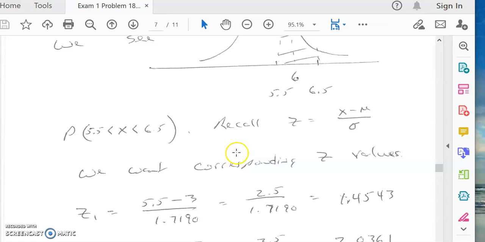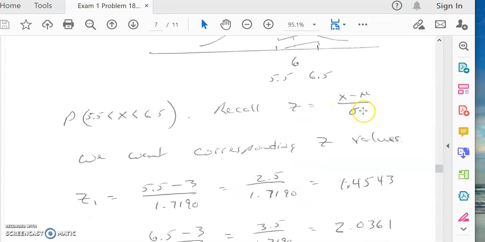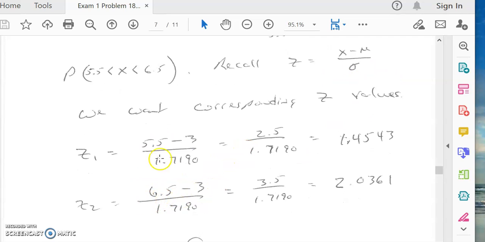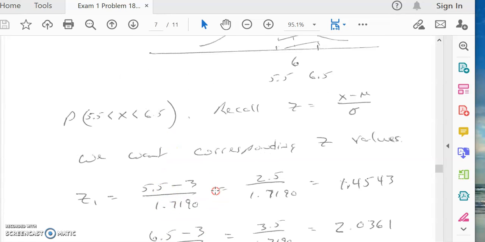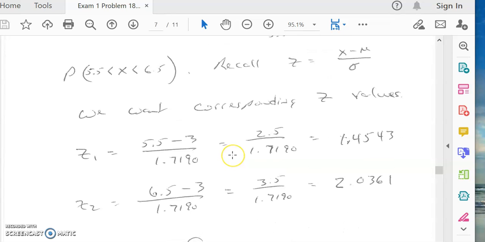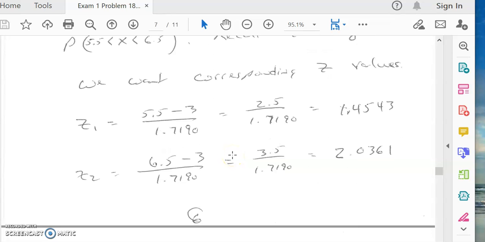Okay, well, that's too hard. So what we do is we transform everything to the z-score. So the z-score is this. What are the corresponding z values? Well, it's x subtract mu over sigma, there it is. Crank it out. We've got 5.5 and 6.5. Okay, so we get those numbers.